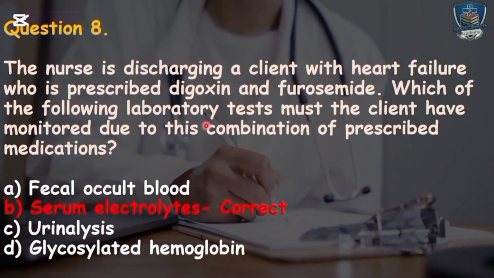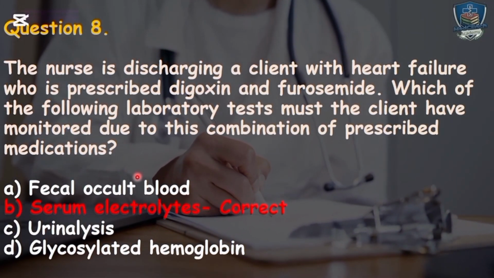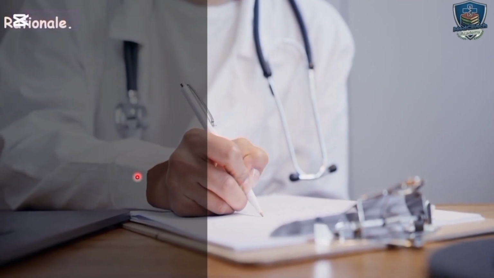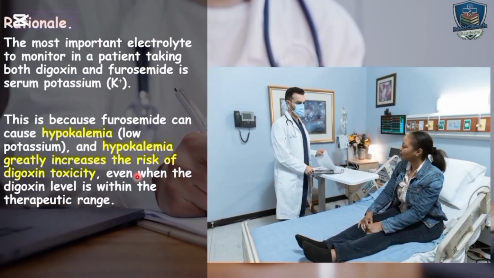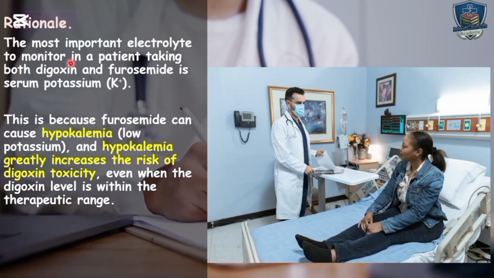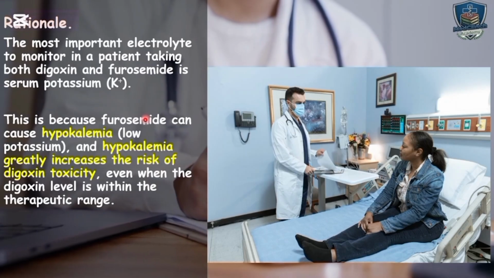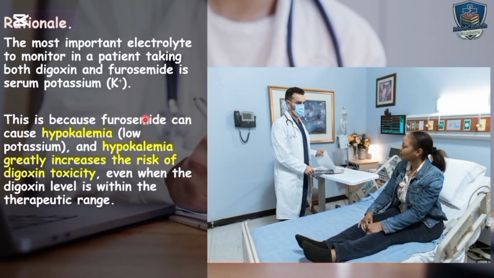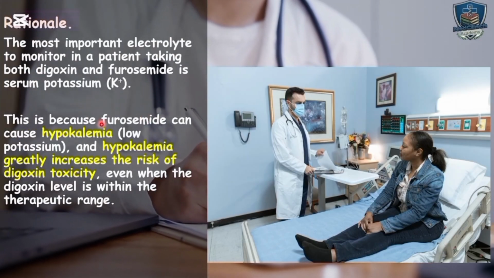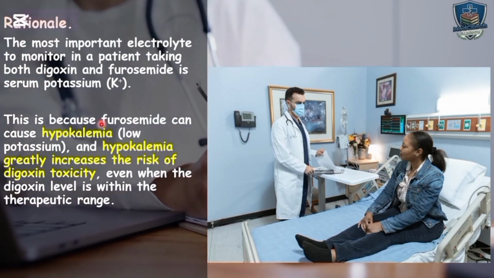If a client is on digoxin and furosemide, automatically we know that the lab test that should be monitored here is the serum electrolytes. And the electrolyte that should be monitored here is the potassium. In the explanation, we know that when a client is taking digoxin and furosemide, we have to monitor serum potassium. Why? Because the furosemide will lead to hypokalemia. There will be potassium being excreted in urine. And when the client has hypokalemia and is on digoxin, hypokalemia will increase the risk of digoxin toxicity.